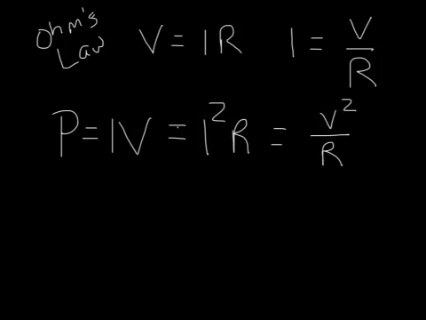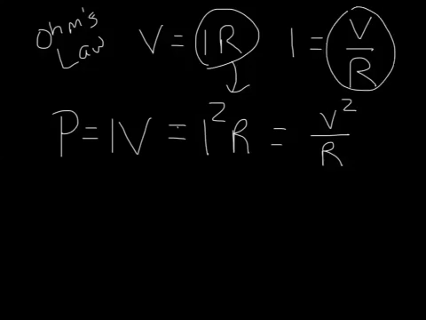If we use the equation from Ohm's law, V equals IR, and substitute that in for V in the power equation, you can see that power equals the current squared times the resistance. If we rearrange that equation and substitute it into the power equation, you can also calculate power as the voltage squared over the resistance.